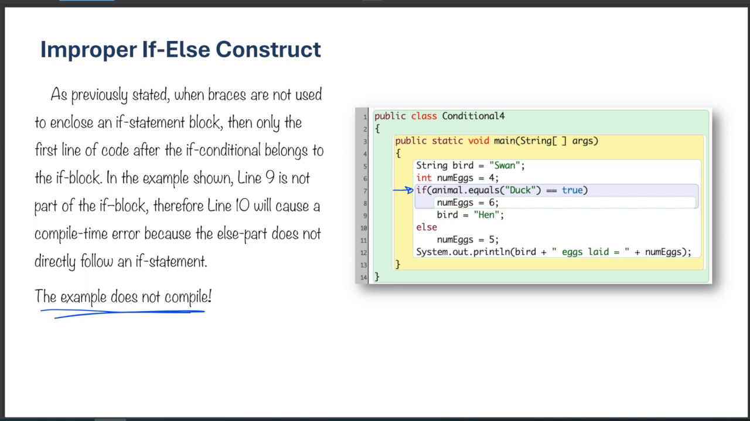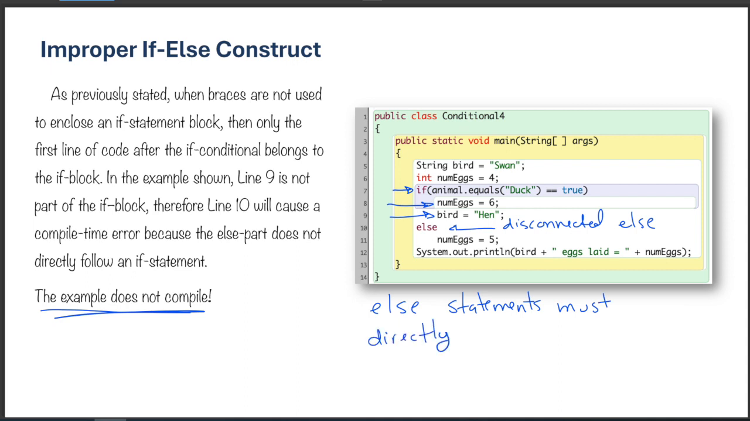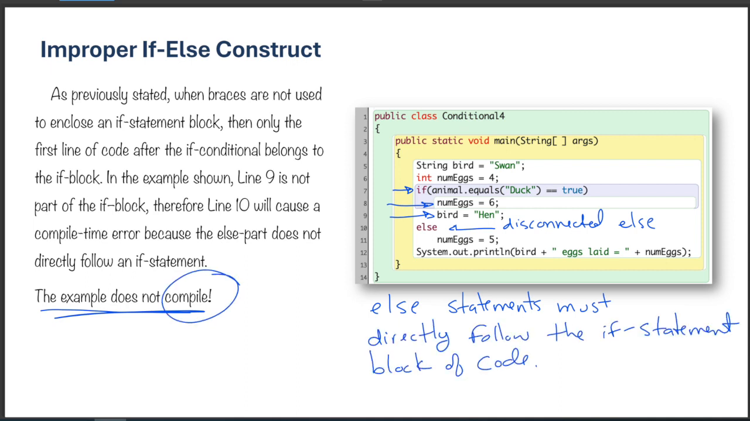So here's our if statement. This is our if block, and this is just another line of code which disconnects the else statement. Else statements must be connected or directly follow if statements. Otherwise, you get a compile time error.